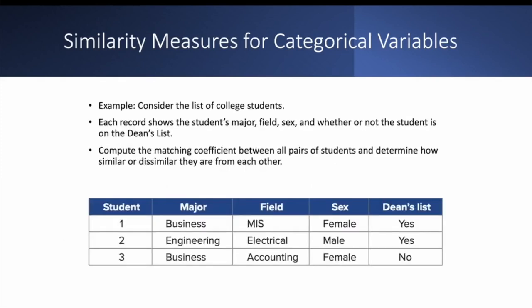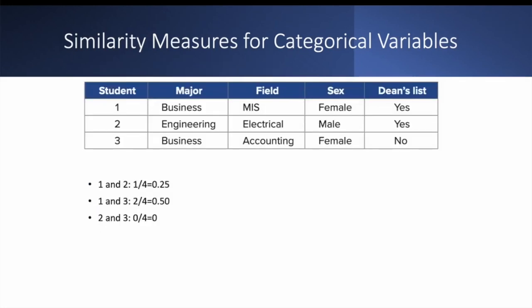So this is a list of college students. Each record shows the student's major, sex, and whether or not the student is on the dean's list. The question says, let's compute the matching coefficient between all pairs of the students and determine how similar or dissimilar they are from each other. After finding the matching coefficients, we got 1 over 4, which is 0.25, between 1 and 2; between 1 and 3, it's 2 over 4; between 2 and 3 it's 0 over 4.